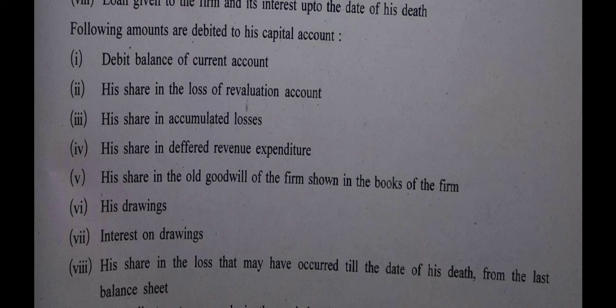You know this very well. The old value of goodwill appears in an old balance sheet and it is always debited to all partners' capital accounts. So similarly, it will also be debited to the deceased partner's capital account. Then his drawings and interest on drawings, these two things are also to be debited.